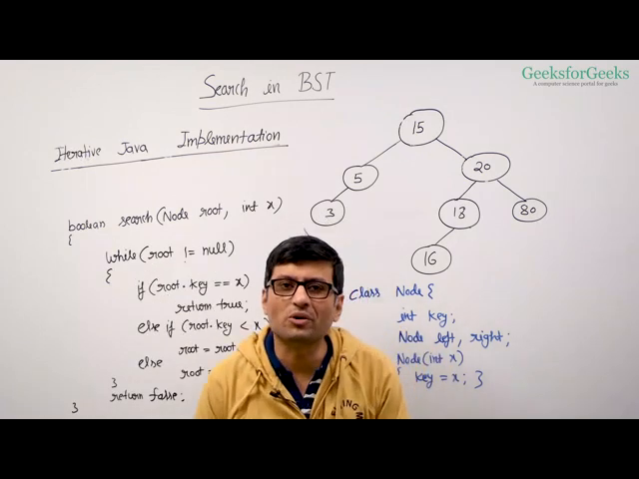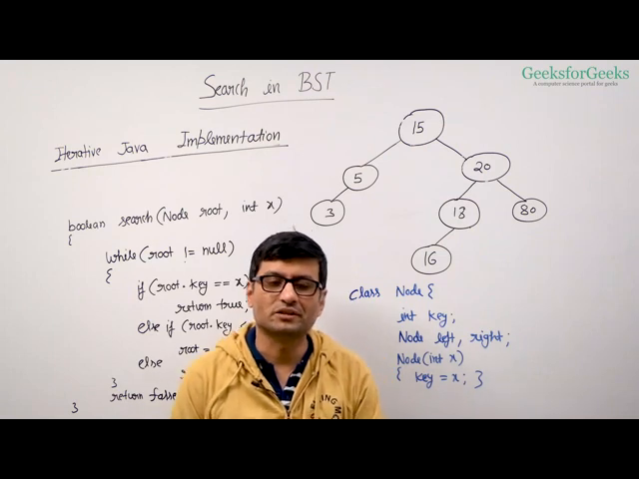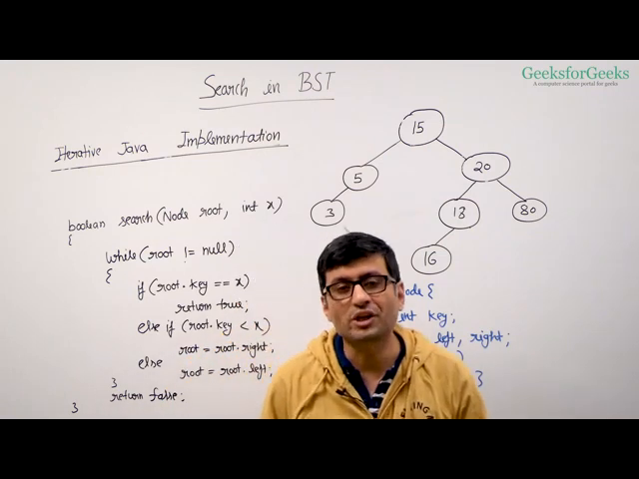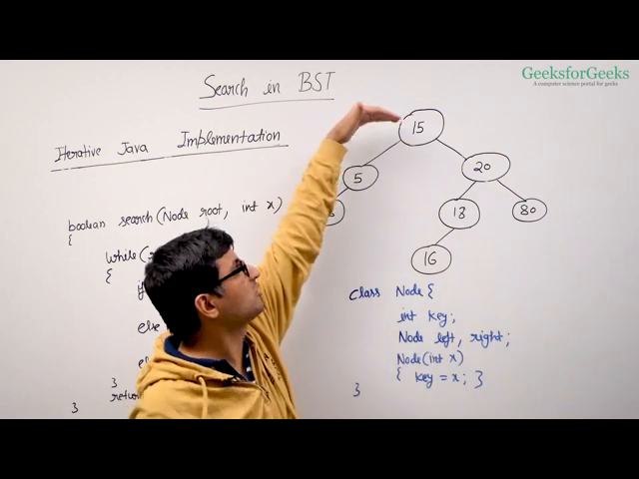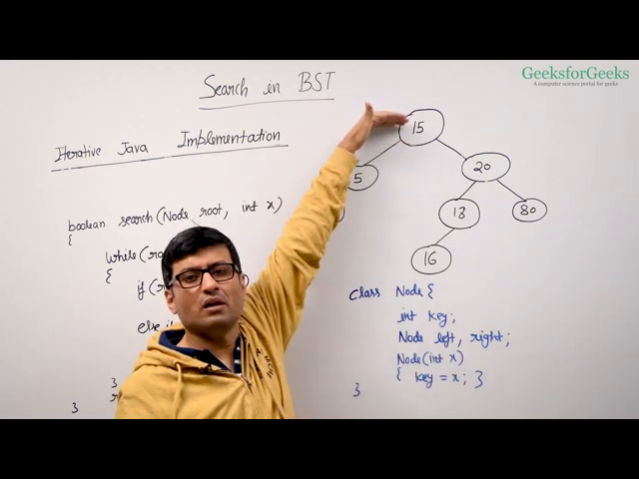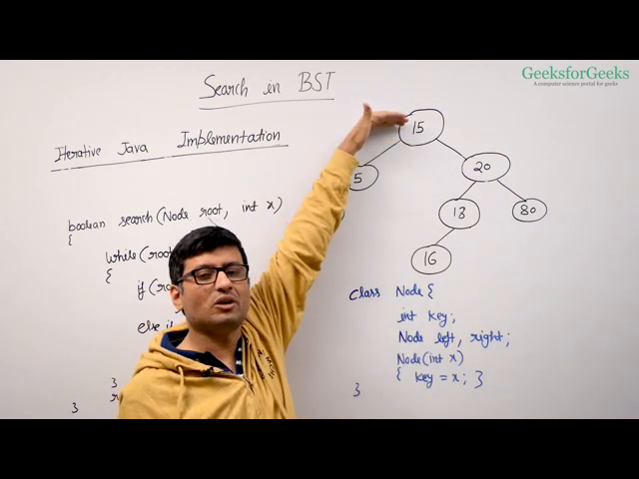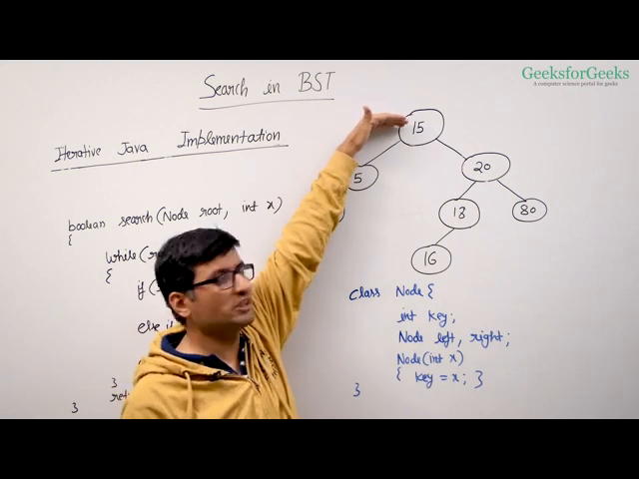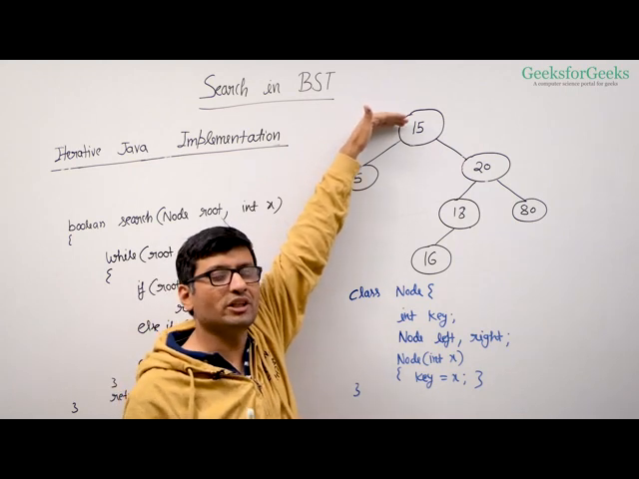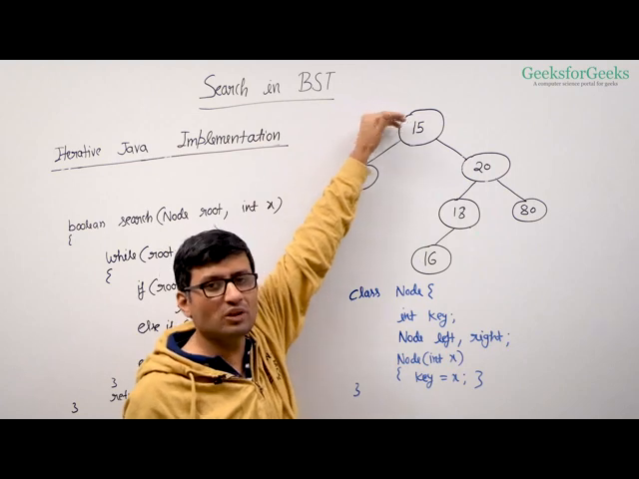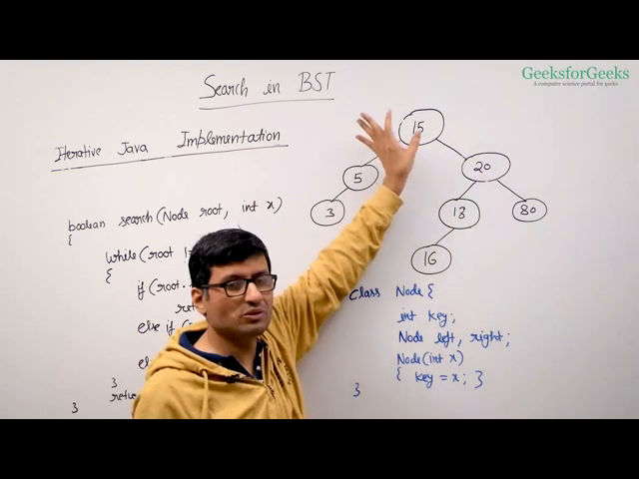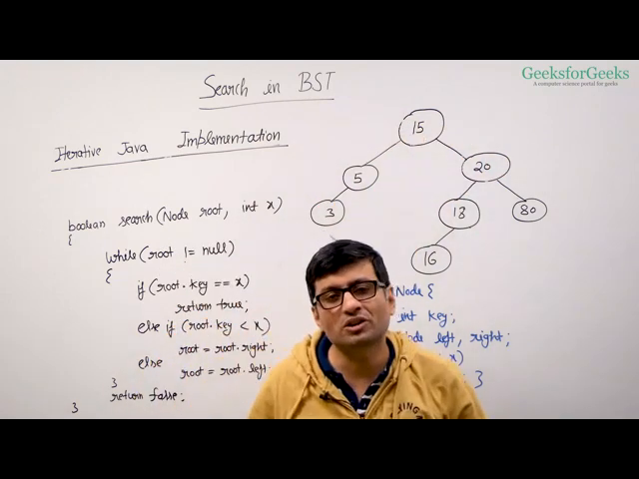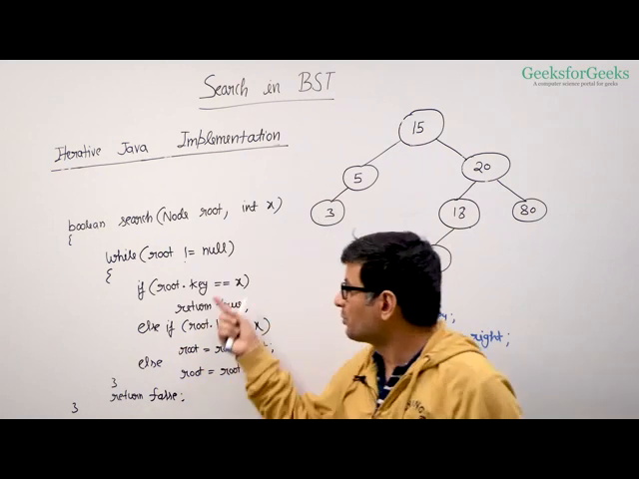Let us now talk about the iterative Java implementation. In this implementation, we set our root reference to here. We compare the value of x with the root's key, and if it matches, we return true. If it is greater, we go to the right side. If it is smaller, then we go to the left side. We keep on changing the root reference in a loop.